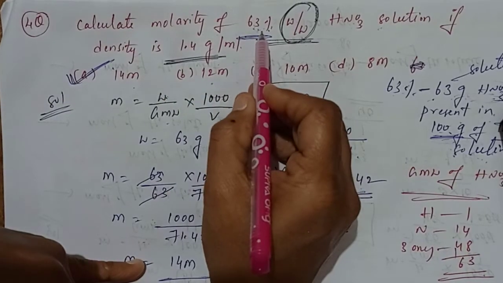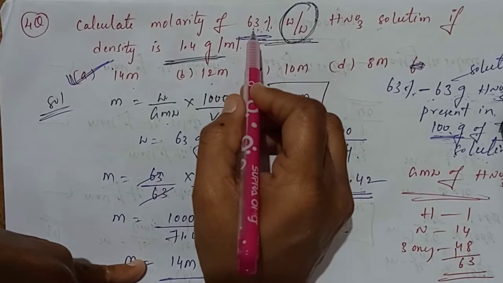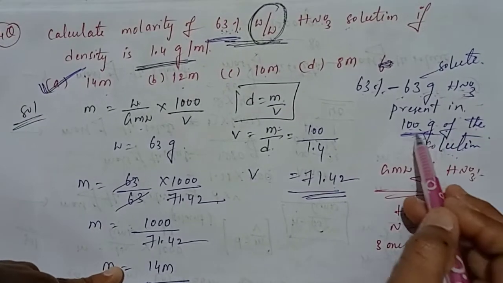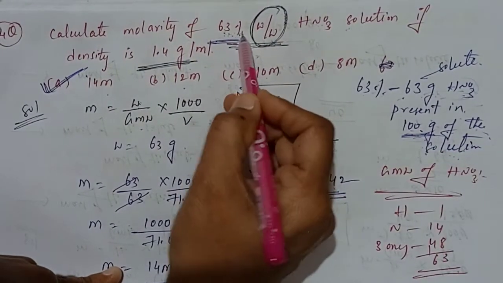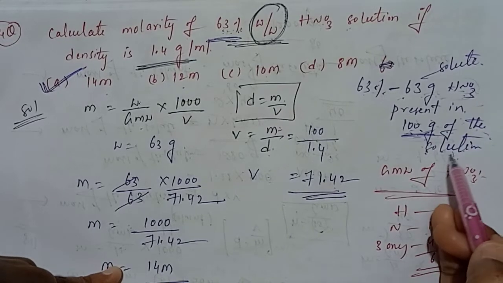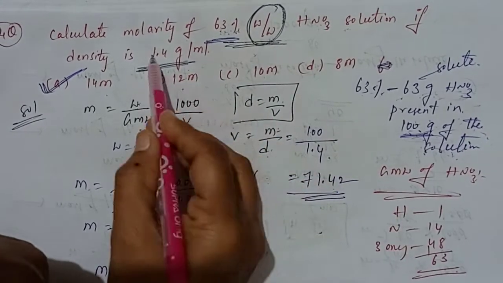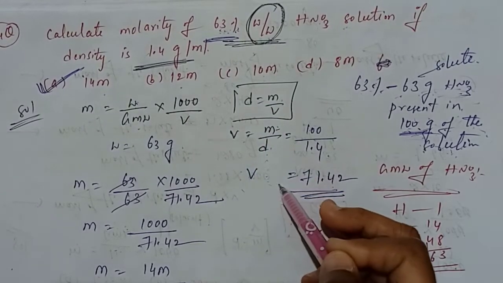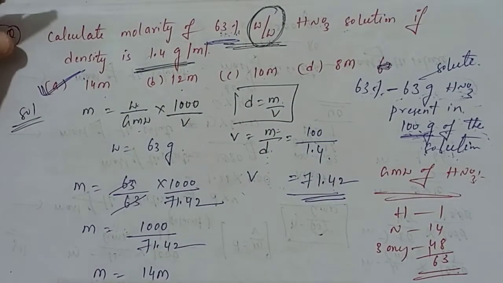Understood, students? 63% means 63 grams of the solute HNO3 is present in 100 grams of the solution. So that's 100 grams of the solution. Solution mass we know, density is given, so we can calculate the volume of the solution. After calculating volume, here we can find the molarity.